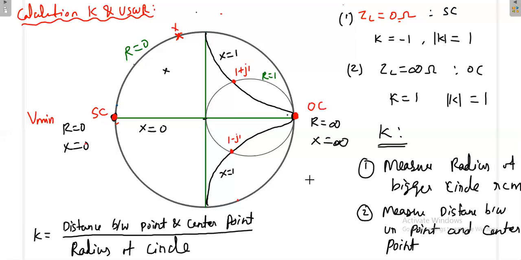So in our case, what is k? Suppose it is an open circuit, what is the magnitude? It is 1. But how to calculate it from here? My point is here and this is my center point. If I measure, it will be R centimeter, and the radius of the circle is also R centimeter. Then the reflection coefficient is simply 1. Next, your doubt arises: if the point is here, then 1 is also coming, so how to calculate the -1?